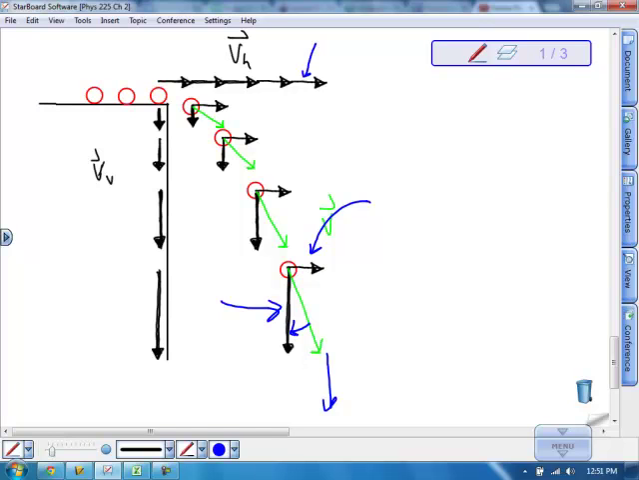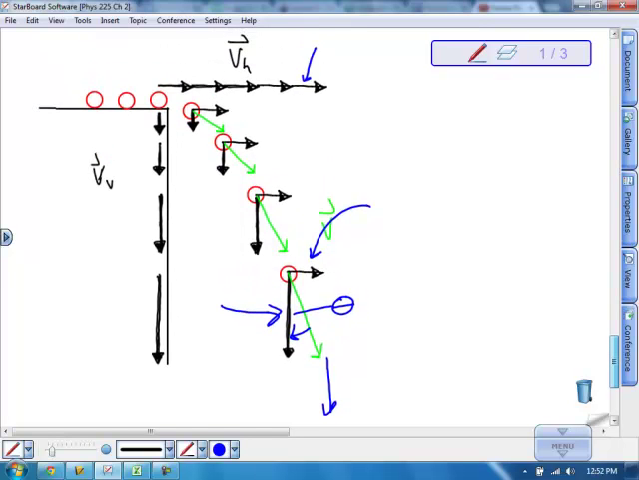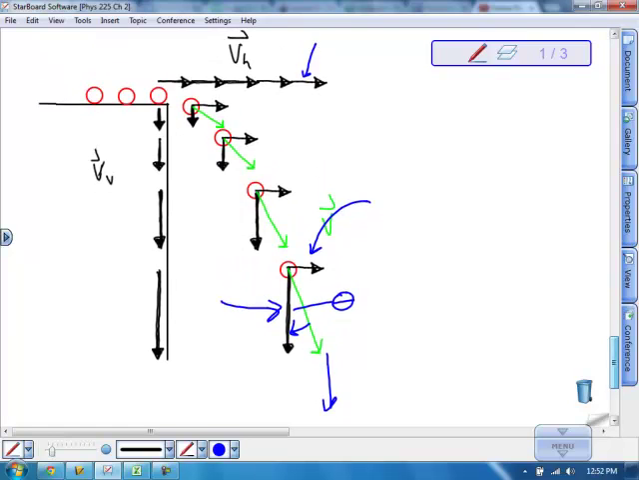This angle right here, I'll call it theta, is decreasing. And the object is accelerating downward. So it is helpful to be able to break an object into its horizontal and vertical components.